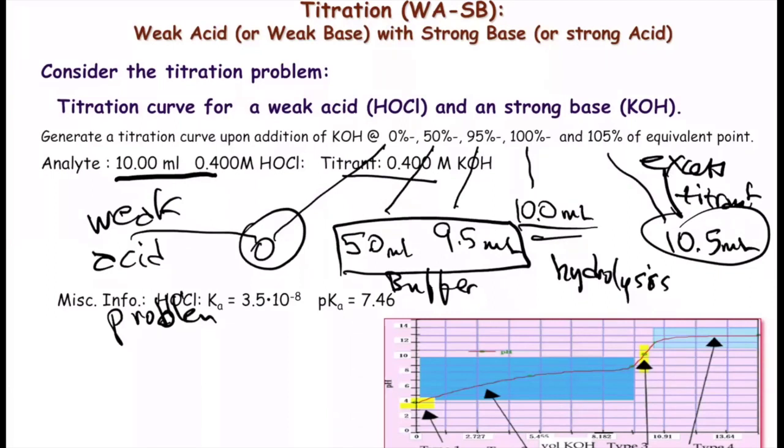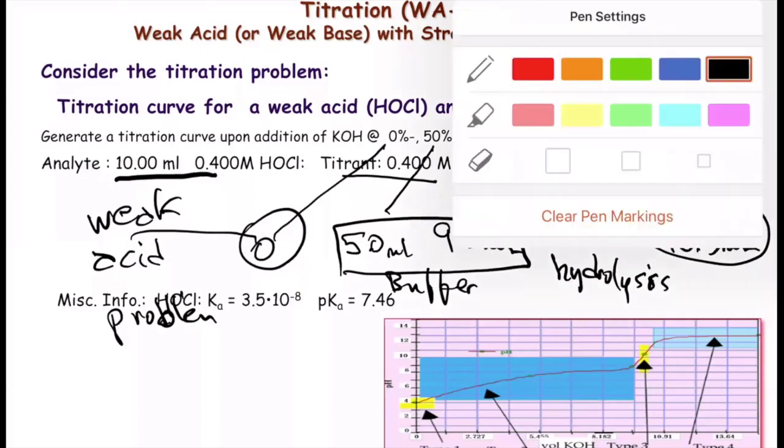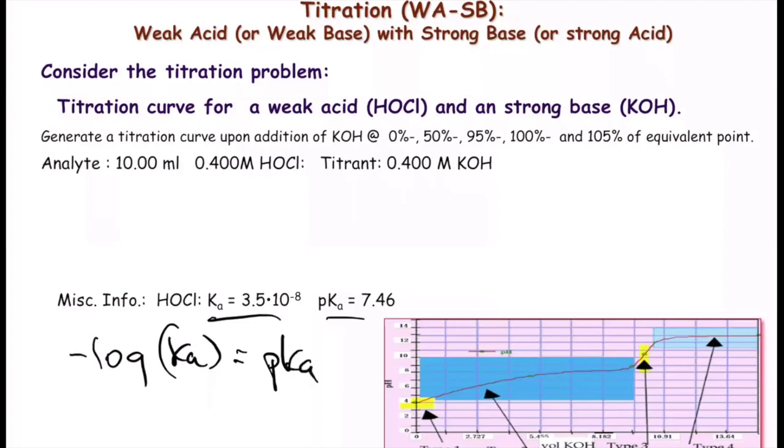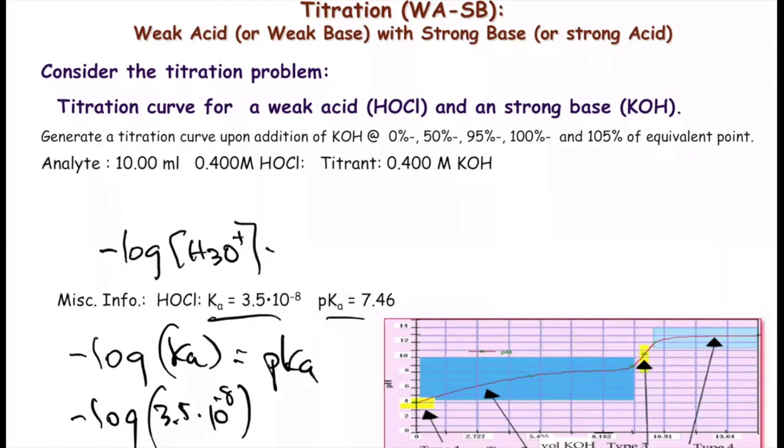The other information that I provided here is information about the acid. I tell you what the Ka is, and that the negative log of the Ka is the pKa. Taking the negative log of the hydronium ion concentration gives the pH. The negative log of the Ka is the pKa. If you do that for 3.5 times 10 to the minus 8, you get 7.46.